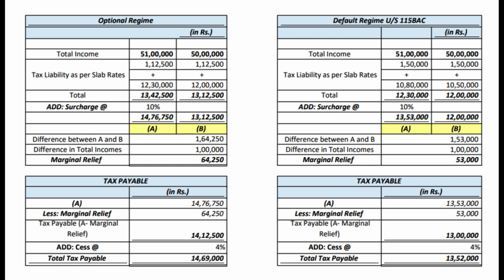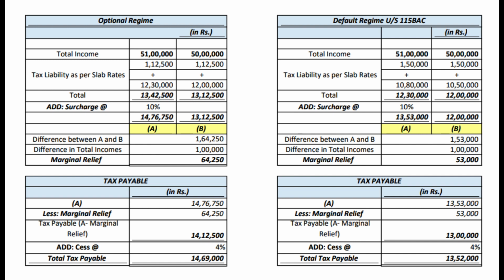If we compute the tax liability of the assessee in this case under the default tax regime, for the income from 3 lakh to 6 lakh, the tax will be levied at 5% of 3 lakh, that is 15,000. The next slab will be 6 lakh to 9 lakh. The tax liability will be 30,000.